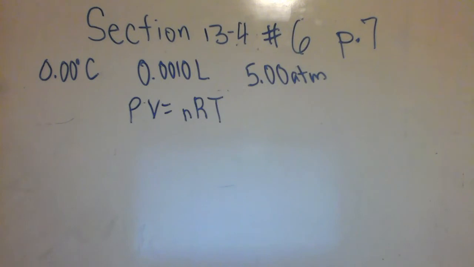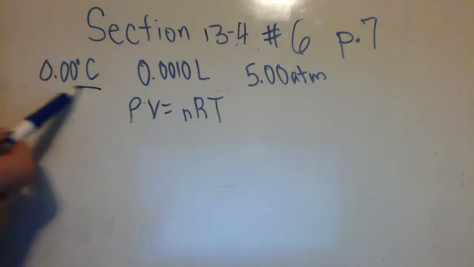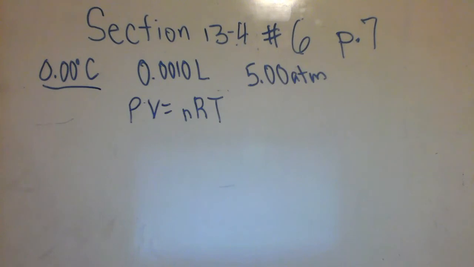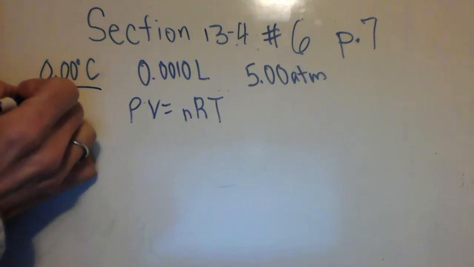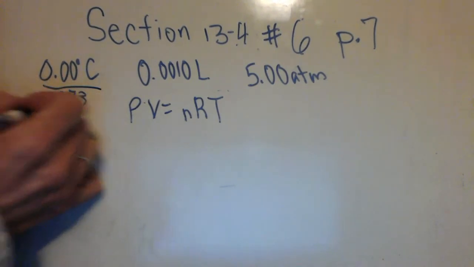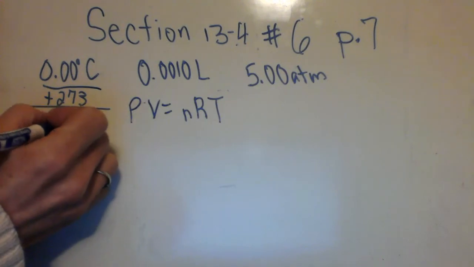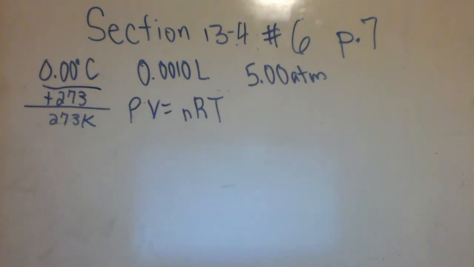So the first thing we're going to do is place the numbers that were given into the equation. Before we can do that, though, we have to convert the temperature to absolute temperature in kelvins. We know that in order to change Celsius degrees to kelvins, we add 273. That's pretty easy to add to 0. So the temperature we're given is 273 kelvins. Now we'll put those values into the equation.